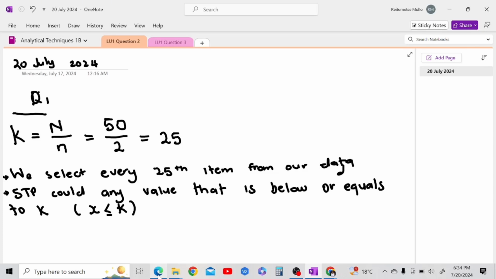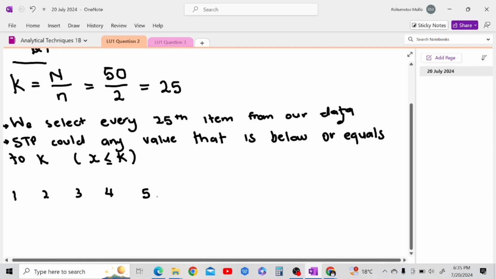So the starting point was number 4 here, right? Since the starting point was number 4, we're going to start counting from 4, and then from 4 we're going to select every 25th item. So let us just do our data. I'm not going to write the whole thing, but we know that our data is going to start from number 1, 2, 3, 4, 5, 6, 7, 8, 9, 10, and then our data ends at 50. This is where our data set ends.